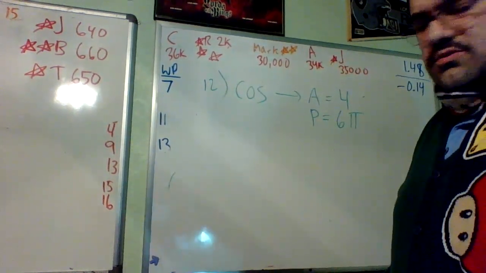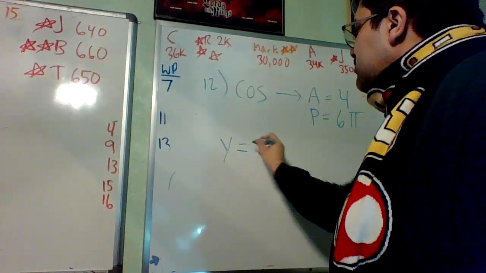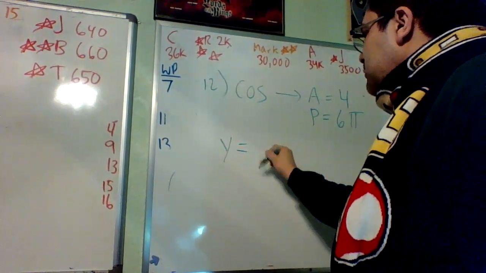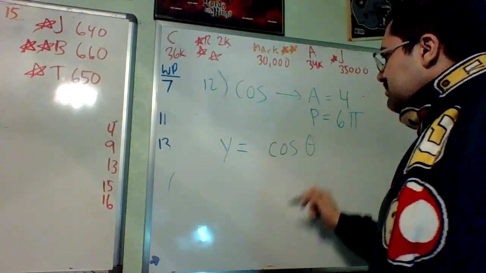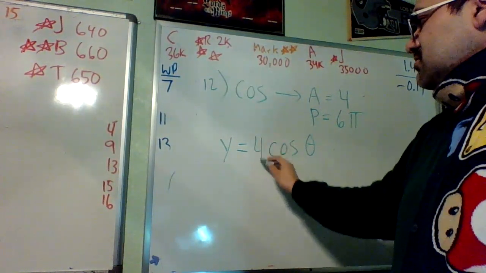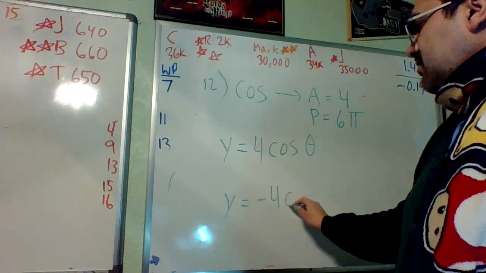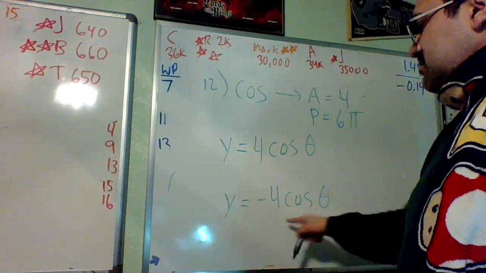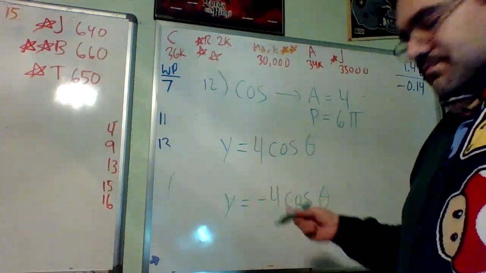So one thing you guys are really good at is identifying where the amplitude goes. The amplitude goes right here before the cosine, right? So we have cosine theta. We can put a 4 here. Well, we have two options. It can be cosine 4, or as we saw in class today, it could be negative cosine 4. This just flips it upside down, but it would also have an amplitude of 4.